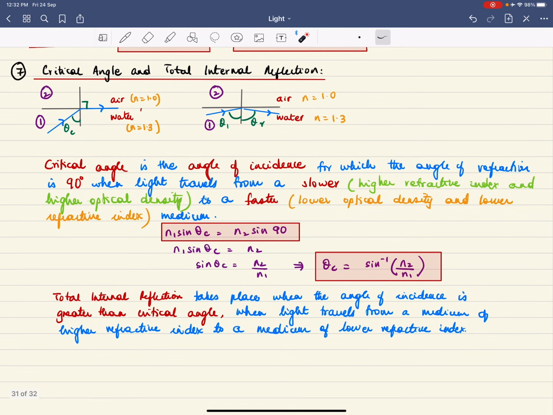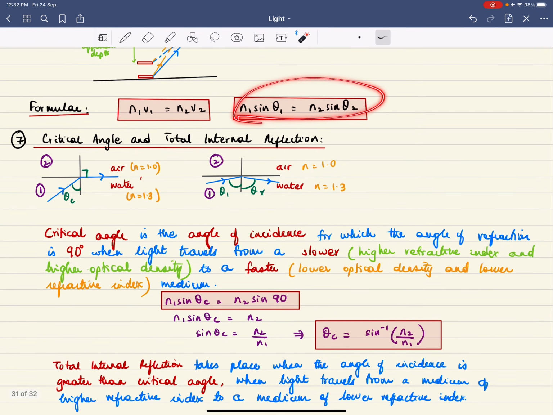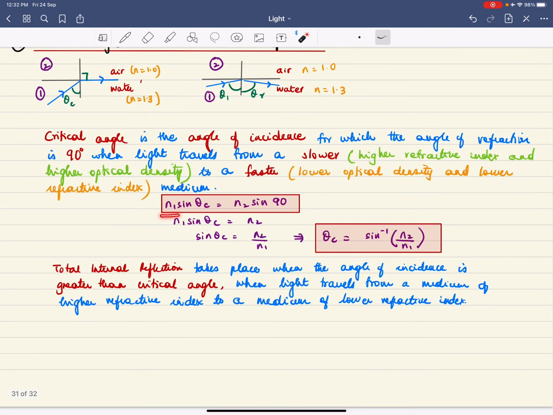And you use the same formula. This is called Snell's law. So use the same formula, n1 sine theta c, where theta c is the critical angle, equals n2 sine 90. Because sine 90 is 1, it reduces to this. And that's how you find the critical angle.